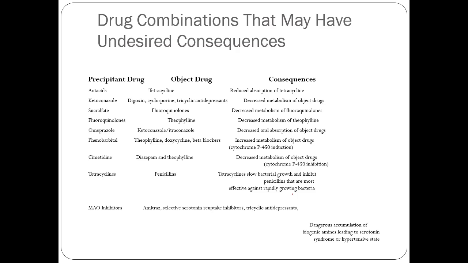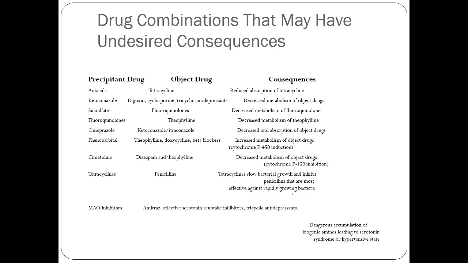And we will know what all these drugs are shortly. But omeprazole, so save this slide because you may want to come back to this later and go, oh, omeprazole with ketoconazole and itraconazole decrease the oral absorption of the object drugs. If we have phenobarbital, if we use it with theophylline, doxycycline, or beta blockers, it will increase the metabolism of those object drugs. Cimetidine will decrease the metabolism of diazepam and theophylline.